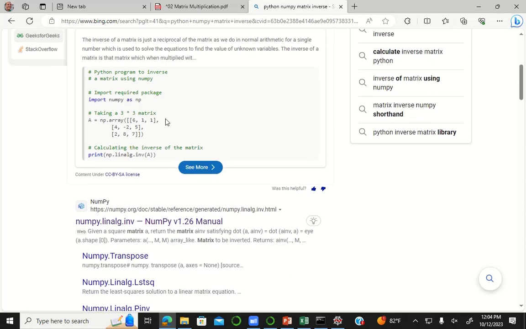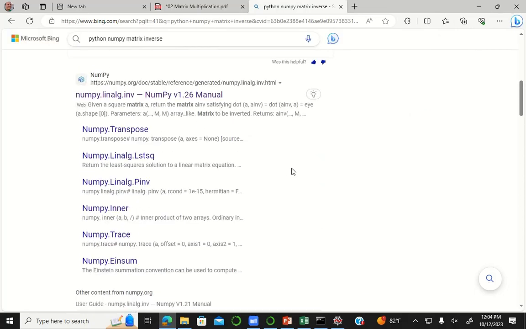I don't know why that has to go to bean.com first. But anyways, this right here, that would be the command. linalg.inv is how you'd find the matrix inverse.